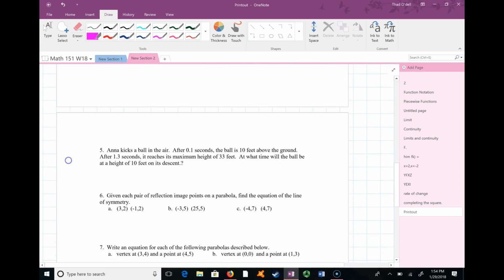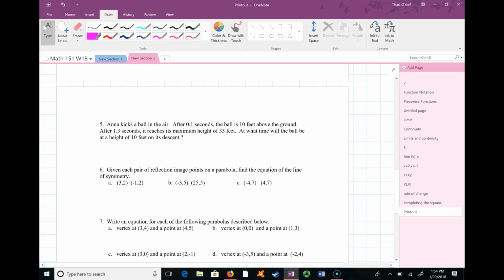All right, moving right along. Anna kicks the ball in the air. After 0.1 seconds, the ball is 10 feet above the ground. After 1.3 seconds, it reaches the maximum. So picture here, what we're doing is they're telling you something there and there-ish. And at what time will the ball be at a height of 10 feet on its descent? So they're really asking you how long does it take to get over here, because we're looking for a reflection image of that point across the line of symmetry.